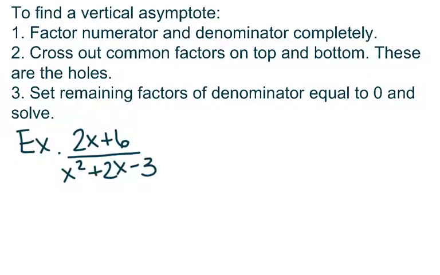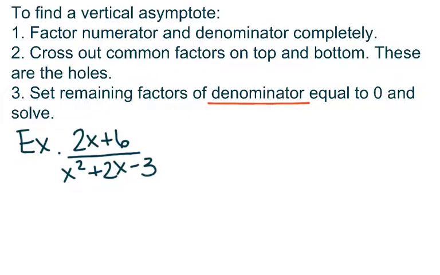So to find a vertical asymptote, 1, factor out the numerator and denominator completely, just like we did. 2, cross out common factors on top and bottom. We're crossing those out because those are the holes. So we don't want to repeat anything. So we're going to get rid of the holes. And then 3, we're going to set remaining factors of the denominator only. So notice it says denominator, not numerator, equal to 0 and solve.